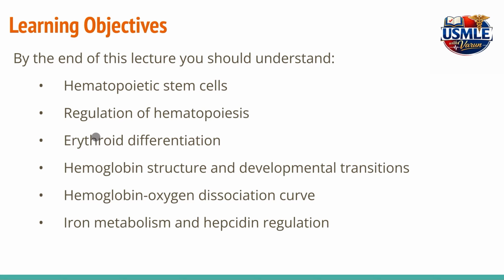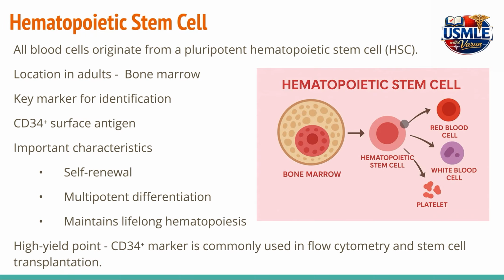By the end of this lecture, you should be able to explain how erythropoietic stem cells work, how blood cell production is regulated, and specifically how red blood cells develop. We'll also go into hemoglobin structure, oxygen transport physiology, oxyhemoglobin dissociation curve, and iron metabolism, especially hepcidin regulation, which is very high yield for all the kinds of exams out there. So think of this lecture as building your conceptual base for all the hematology questions.